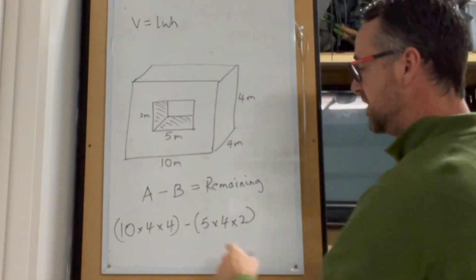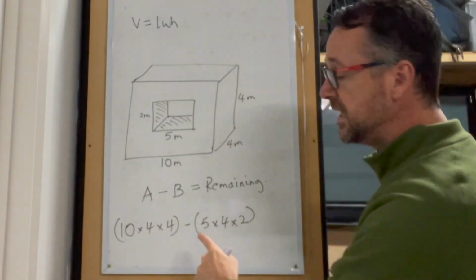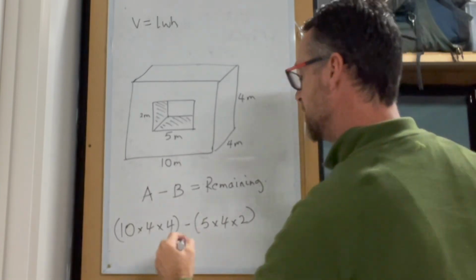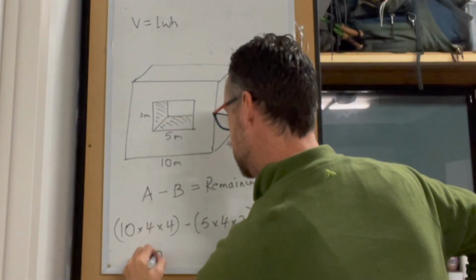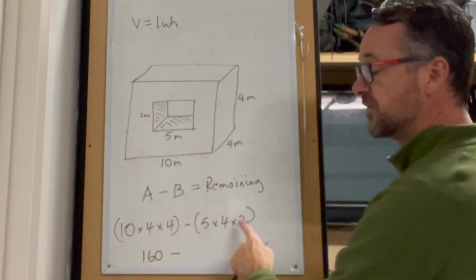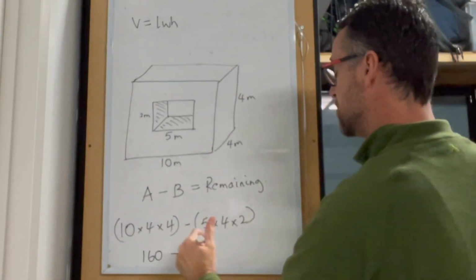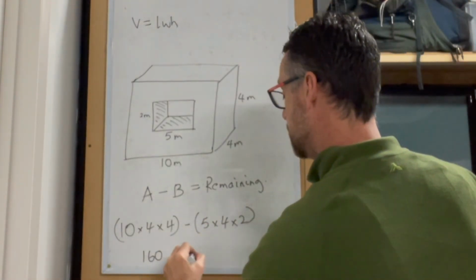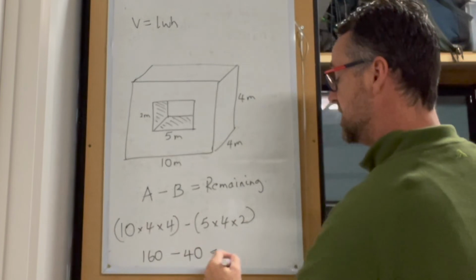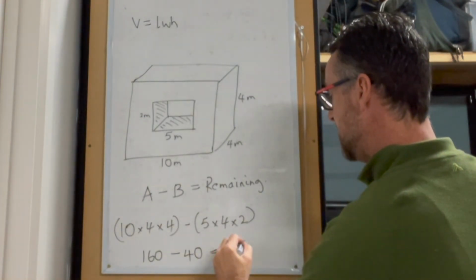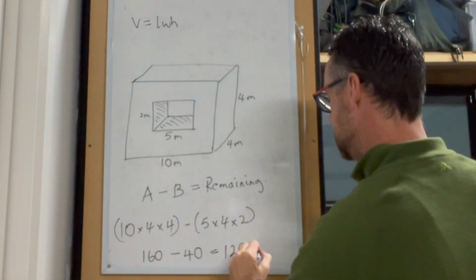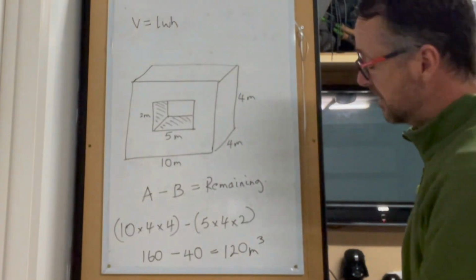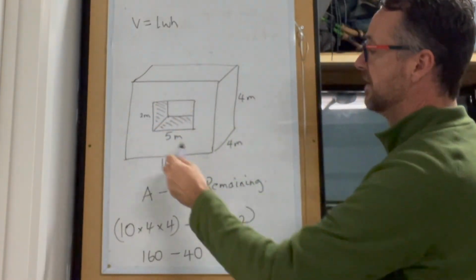So we end up with 10 times 4 is 40, 40 times 4 is 160. Take away 5 times 4, which is 20, 2 times 20, which is 40. 160 take away 40 is 120. And we're dealing with meters cubed. That's going to be the volume of this outer shape here.